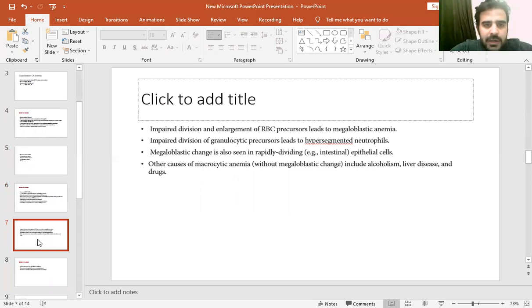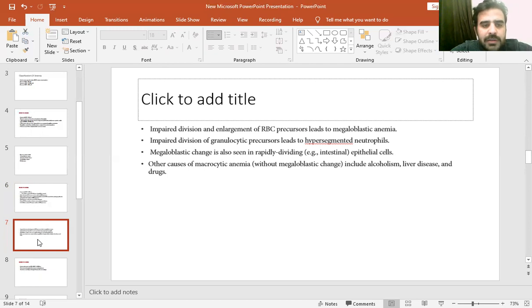Impaired division will occur and enlargement of RBC precursors will occur, and this will give rise to a megaloblastic picture, or big cells, or macrocytic anemia. Impaired division of the granulocytic precursor will lead to hypersegmented neutrophils. Normally, you will never see hypersegmented neutrophils. You will only see them in case of megaloblastic anemia. It is also seen in rapidly dividing cells, for example, the epithelial cells in the intestine.